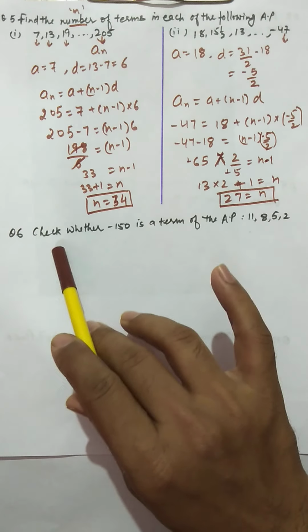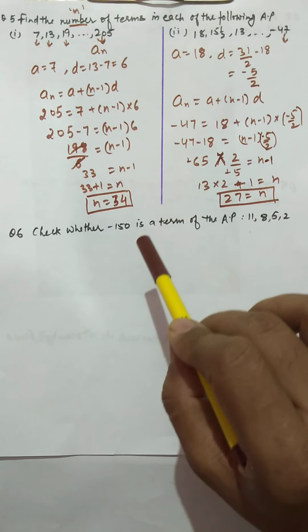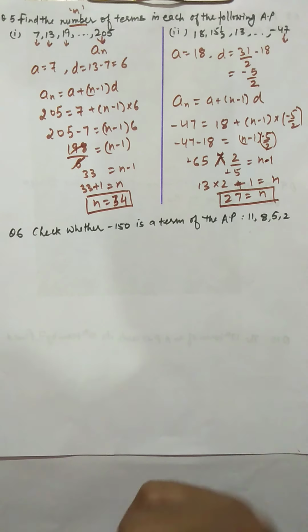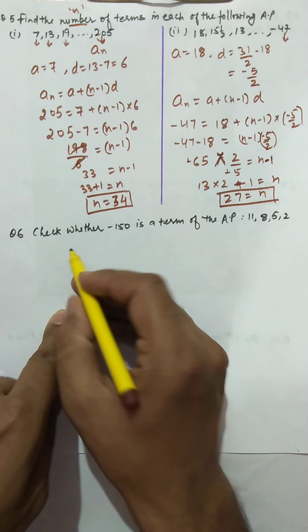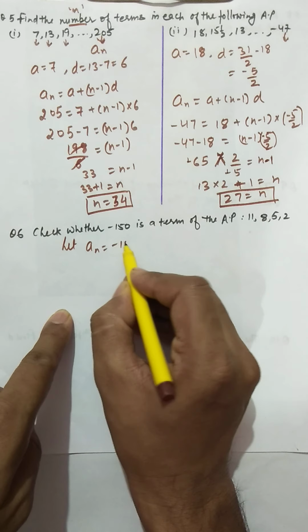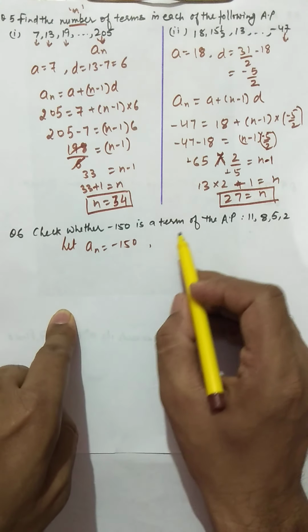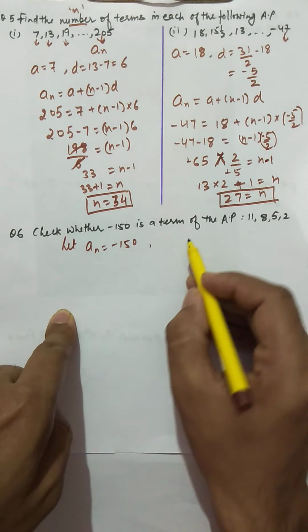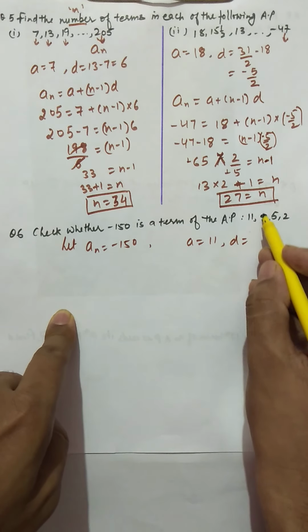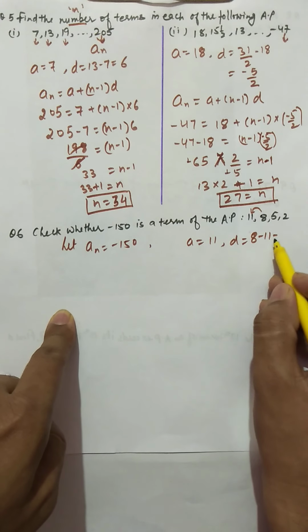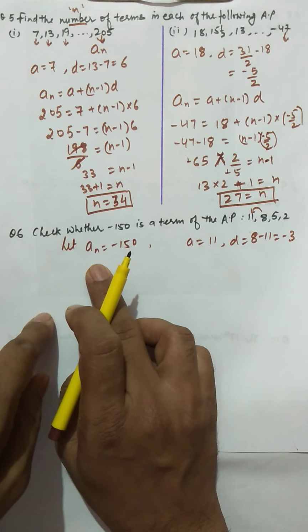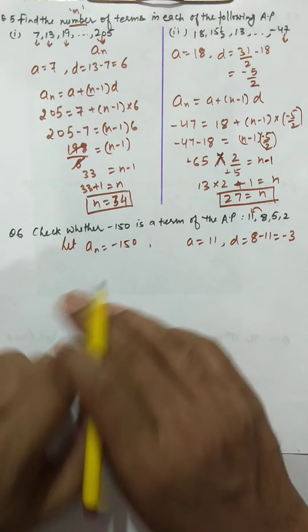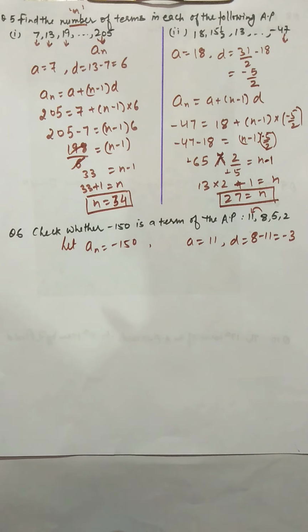Now question number 6, you see in this question, check whether minus 150 is a term of this AP or not. So in this we can assume, let minus 150 be a term of the AP. Let an is equal to minus 150, and we have to check it, but a is given to us as 11, and d we can find as 8 minus 11, which is going to be minus 3. So we'll put all the values of a and d, and we'll find the value of n. If n comes as a natural number, then we'll say yes, it is a term. If n doesn't come as a natural number, then we'll say it is not a term.